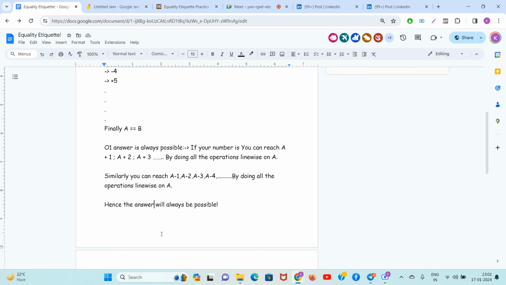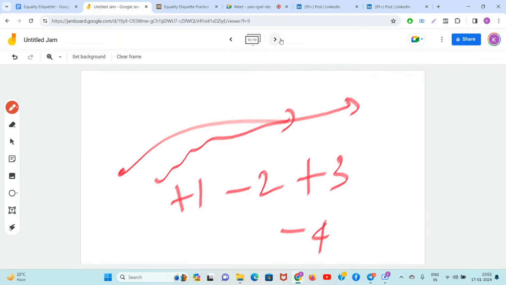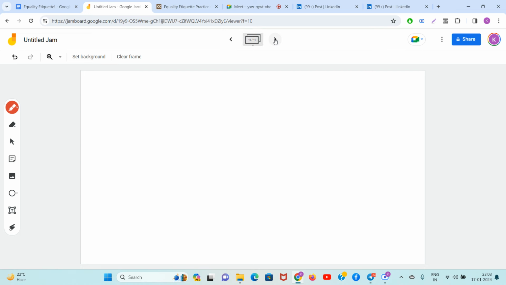Now, guys, we need to do some other kind of observation, okay? You guys understood that you can always convert A to B, but the minimum number of operations will not be guaranteed, but you can always convert A to B or B to A. But if you have to do operations on both of them, then it will surely become difficult. Okay, guys? Clear? Good. Now, guys, listen to me very, very carefully.